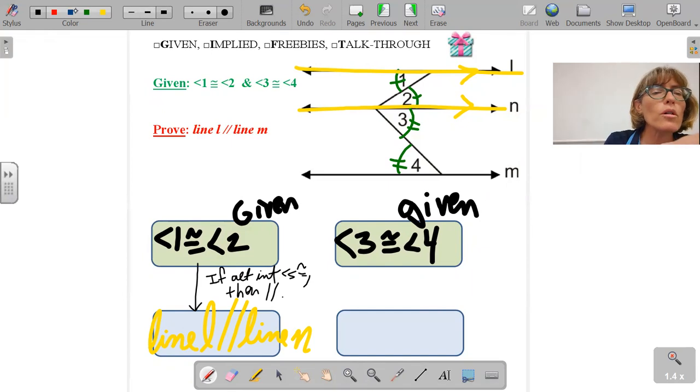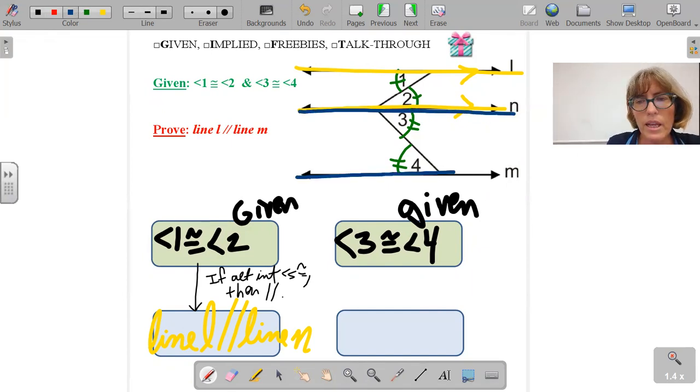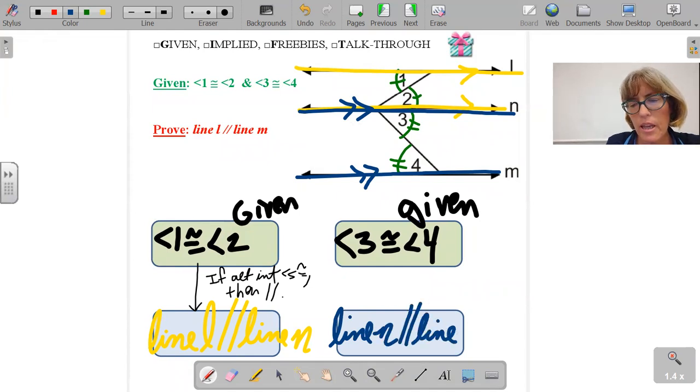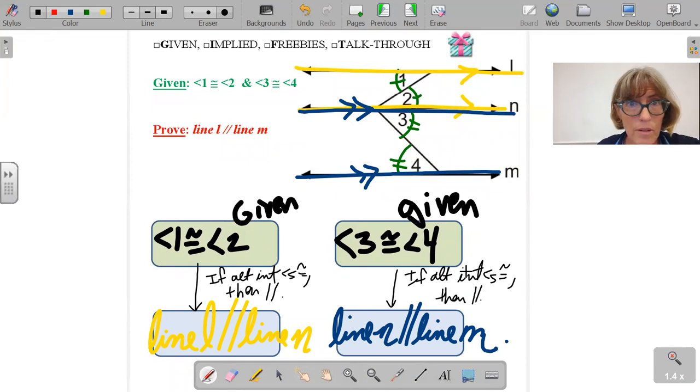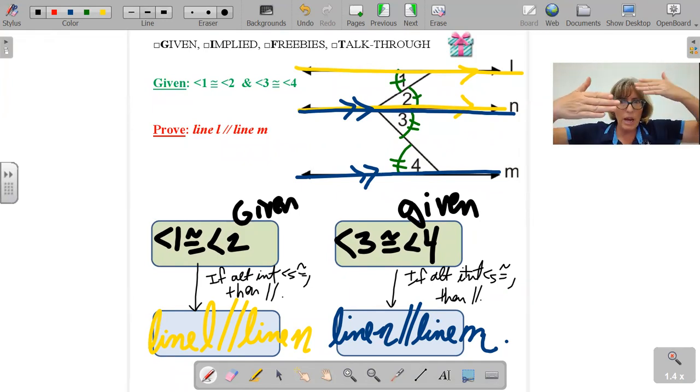3 and 4 make N and M parallel. Line N parallel to line M. And the reason is the same reason. If you have alternate interior angles congruent, then you have parallel lines. Now, we've gone like this. Given, given, implied by the given, implied by the given, 2 sets of parallel lines.